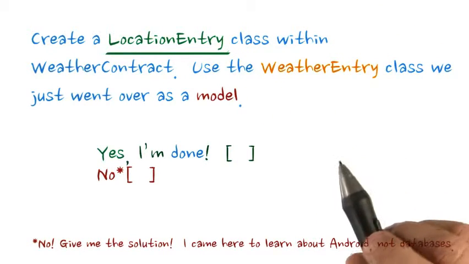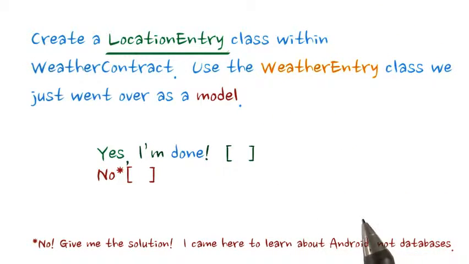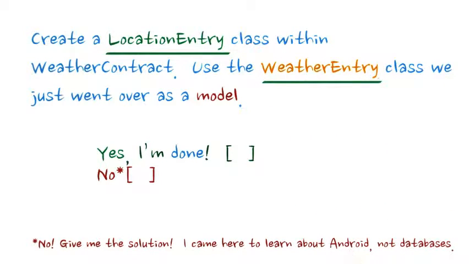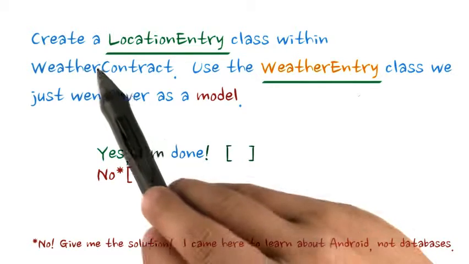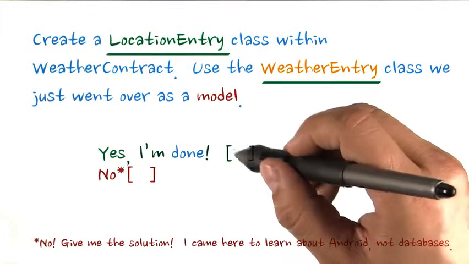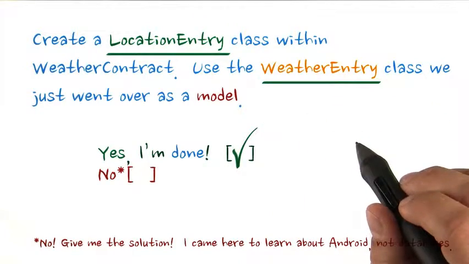Location entries must contain a city name. This inner class will be created in much the same way as WeatherEntry. It will implement BaseColumns, contain the table name, and contain the names of each column. Note, the ID of each row in the location entry class will be stored in WeatherEntry. All right, you're done. Let's take a look at the solution.